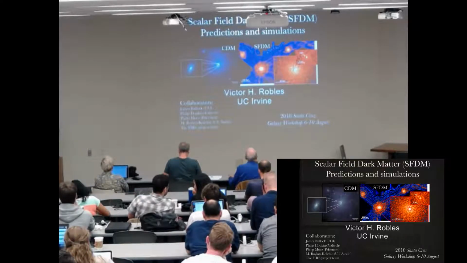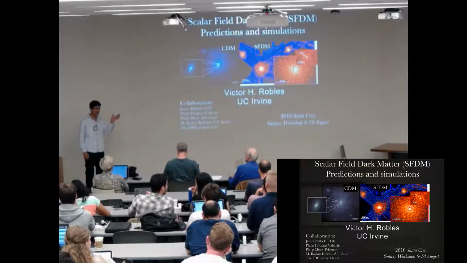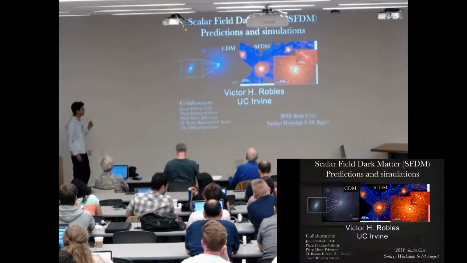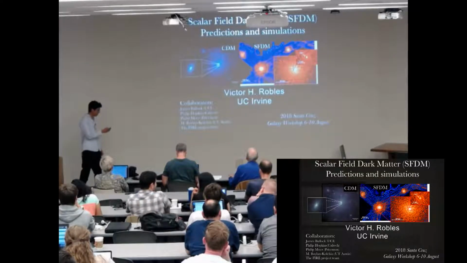And today I'm going to talk about scalar field dark matter, so a little bit of ultra-light axions, and a little bit more on the side of dark matter structure in collapsed halos.